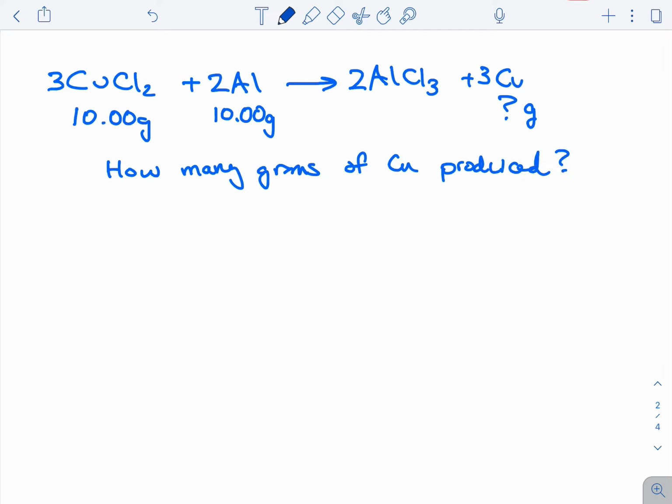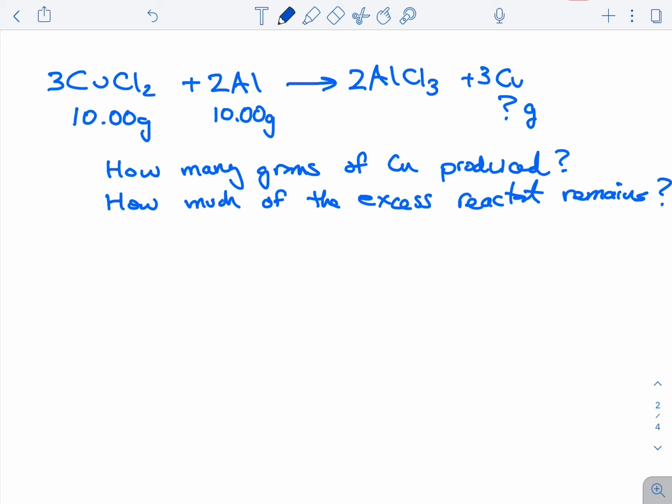All right. And then how much of the excess reactant remains once the reaction is done, all right?